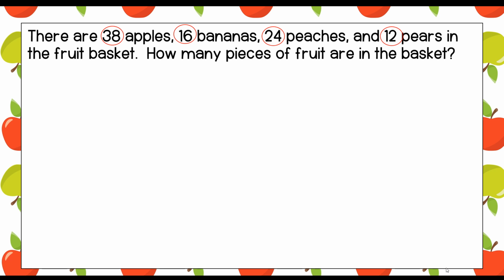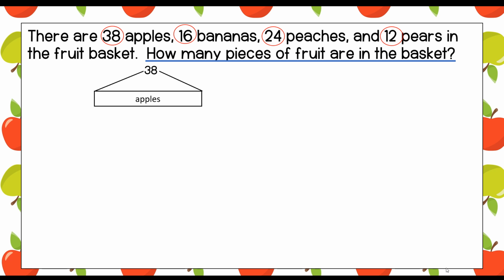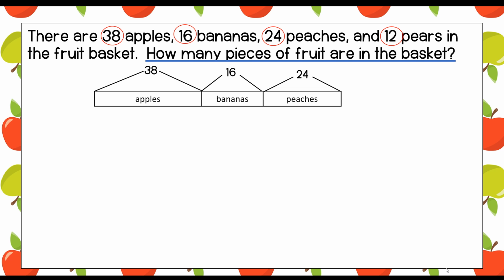38, 16, 24, and 12. But the question is, how many pieces of fruit are in the basket? We are going to draw a bar model or tape diagram to show these numbers. I'm going to start with 38 apples. Then I'm going to add a bar to show 16 bananas, then 24 peaches, then 12 pears. If you need to pause the video to draw your own bar model, please do that now.